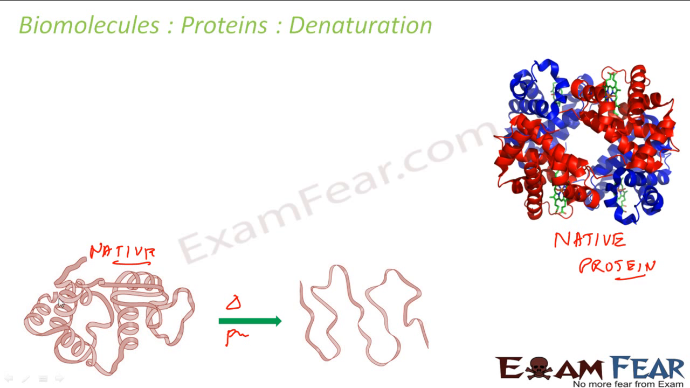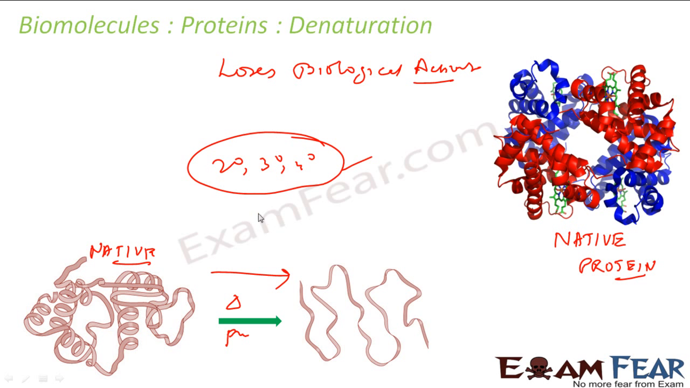what happens? The hydrogen bond, or the force which binds this protein, gets disturbed. Due to weakening of this hydrogen bond, the globules unfold, the helix gets uncoiled, and the protein loses its biological activity. This process is called denaturation of protein. Here, the 2 degree, 3 degree, 4 degree structures are lost, but the 1 degree, the primary structure, that is the sequence of amino acids, remains intact. So the biological activity is lost, but the 1 degree is intact. This is called denaturation of proteins.